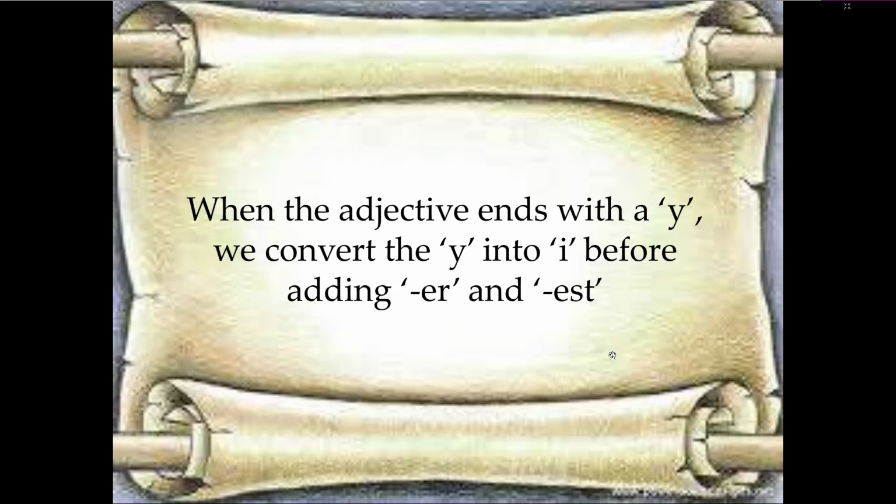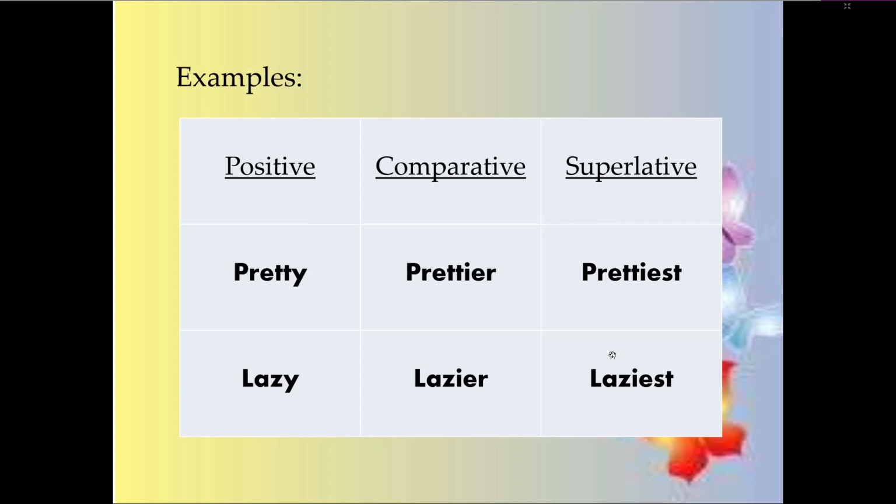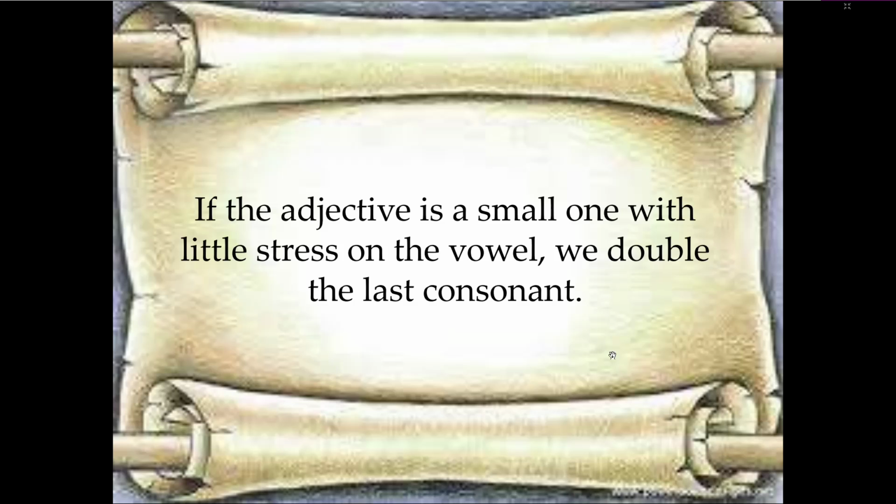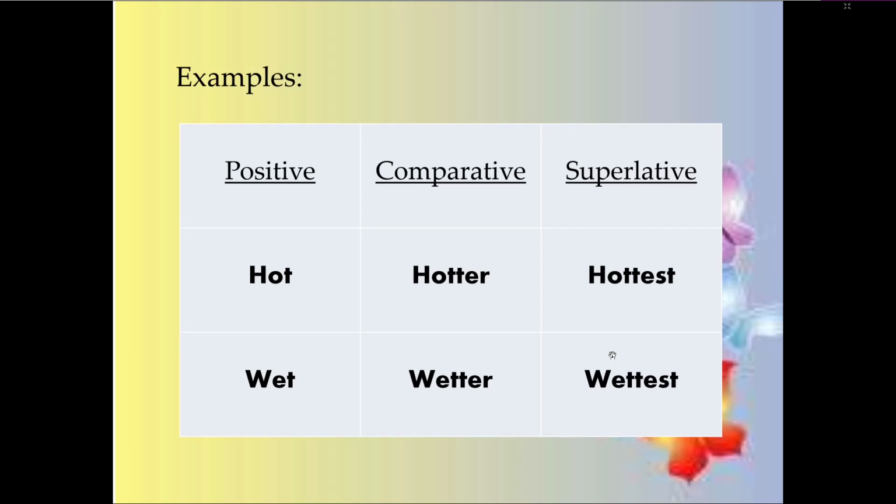When the adjective ends with a y, we convert the y into i before adding er and est. Pretty, prettier, prettiest; lazy, lazier, laziest. If the adjective is a small one with little stress on the vowel, we double the last consonant. Example: hot, hotter, hottest; wet, wetter, wettest.